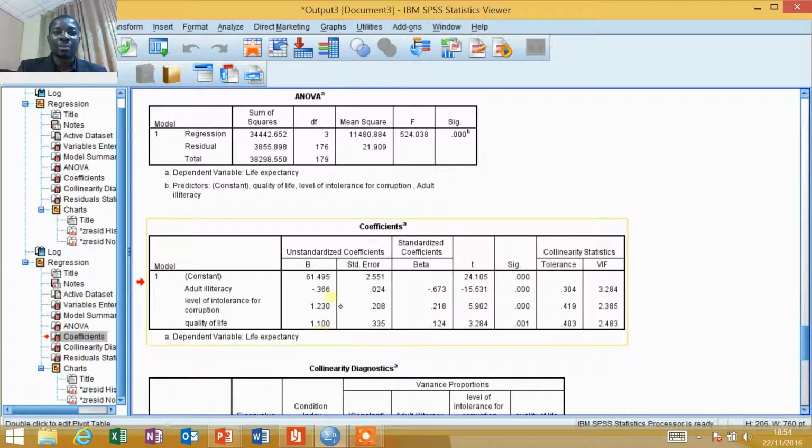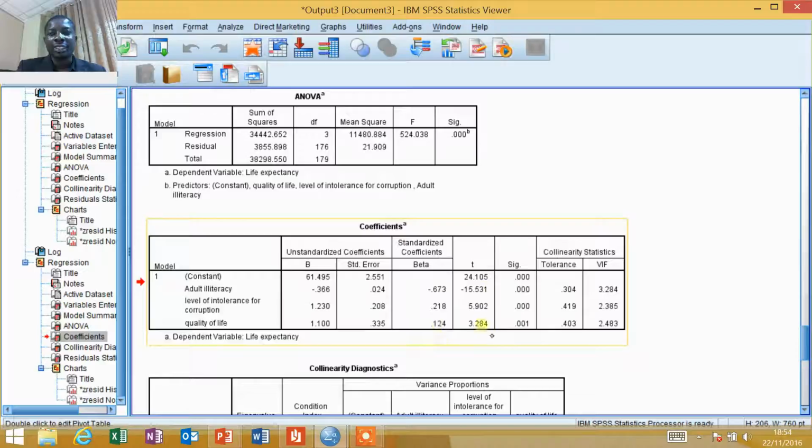Here we cannot compare them because age and index, their units are not the same and cannot be compared. So this one can be directly compared. If you want to look at which one has a higher influence on the dependent variable, then we look at the standardized beta.